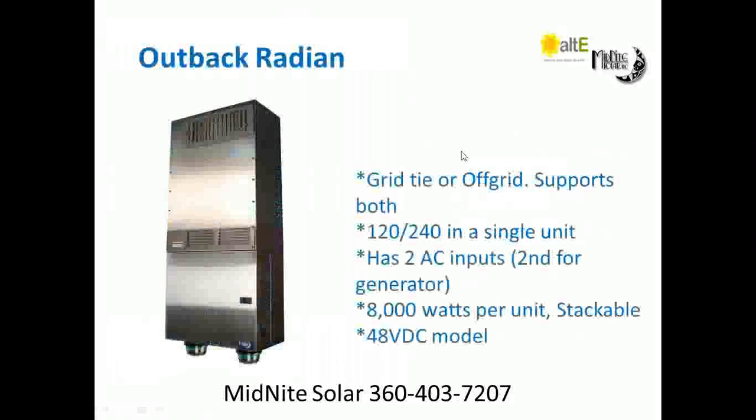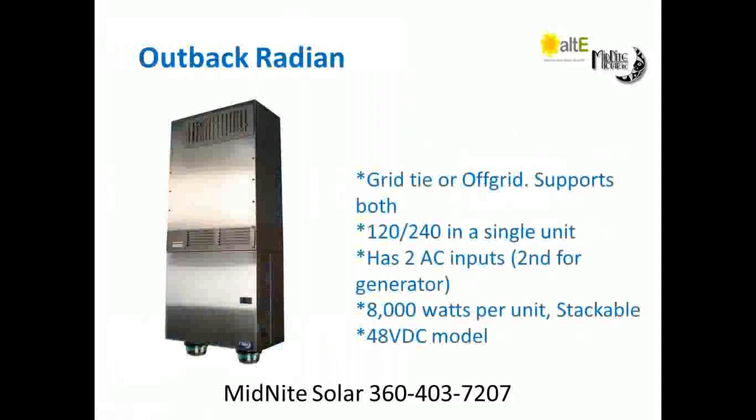The Radian, made by Outback as well. Basically what the Radian is, it's what the FX series was supposed to be but never got finished. The Radian is 2 FX inverters inside the box, so therefore it is 120/240. It's redundant, so if one of the inverters fails, you can still run on one only and have a 4 kW machine instead of an 8 kW. It has 2 AC inputs.